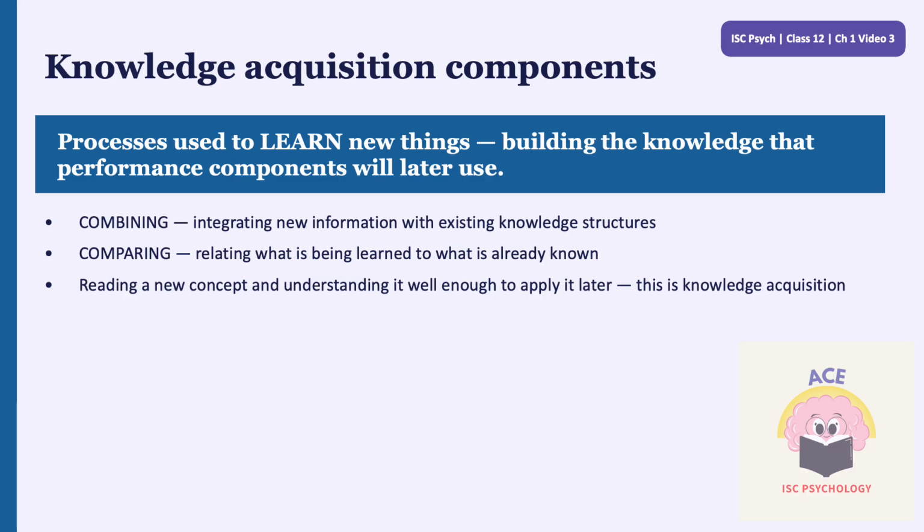Knowledge acquisition components are the processes used to learn new things, to encode new information, to combine it with existing knowledge, and to compare it with what is already known. This is how you build knowledge that will eventually be used by performance components. Reading a new concept in a textbook and understanding it well enough to use it later, that is knowledge acquisition at work.